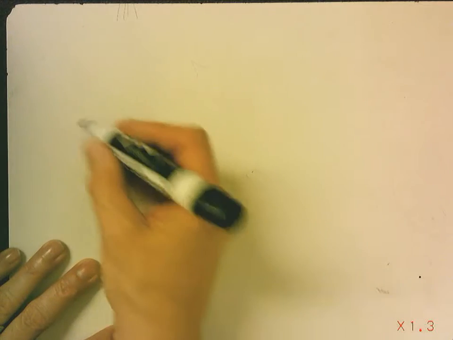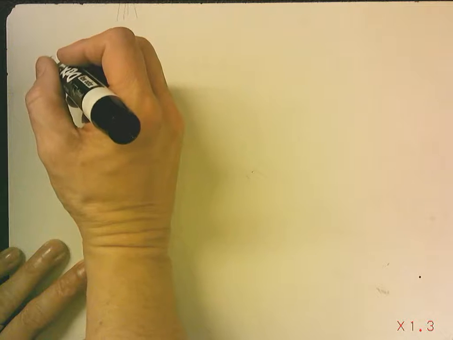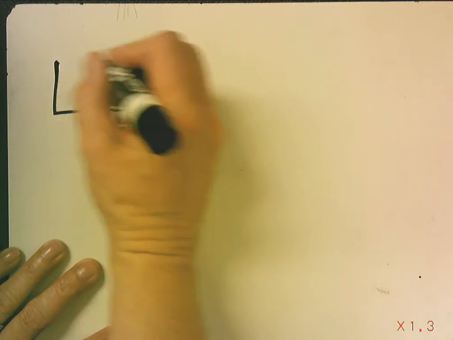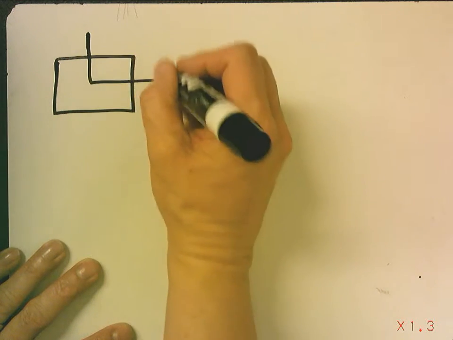Now we're going to work on page 23, where we're going to find the surface area of a rectangular prism and a cylinder using formulas. So, the first figure we're going to use is the rectangular prism.